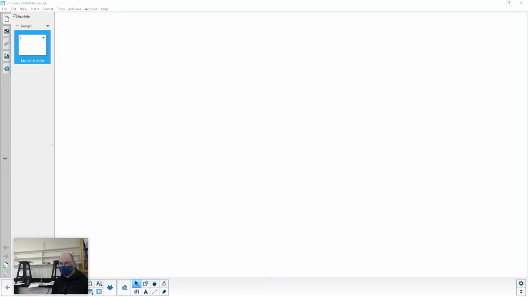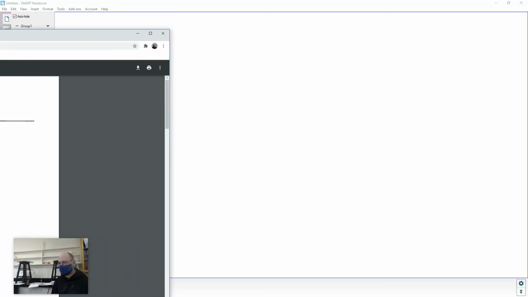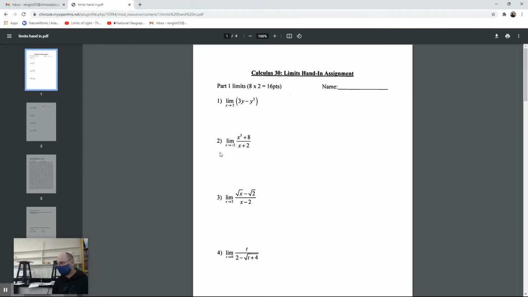Okay, so if we bring this over so we can see, I'm not going to do this one here. If you put a -2 in there, you get -8 plus 8, which is 0, over 0, which is an indeterminate thing. So that's not a limit. So you have to do a factoring. So you have to factor the top and the bottom. So when you're factoring this, this is a sum of cubes.